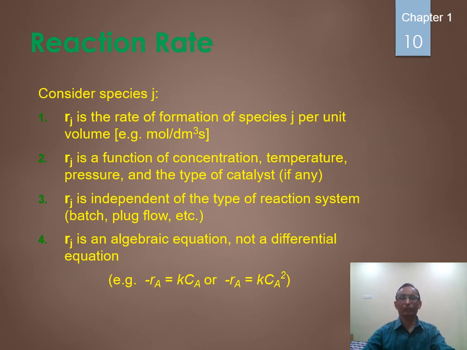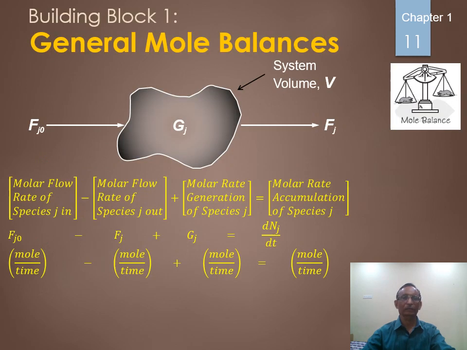If you have a second order reaction, then minus Ra equal to K into Ca square. Twice A that gives B. So in that case, K into Ca square. That's why it is mentioned: Rj is an algebraic equation and not a differential equation. These are the points you have to remember when you are going to design those particular reactors or design equations.